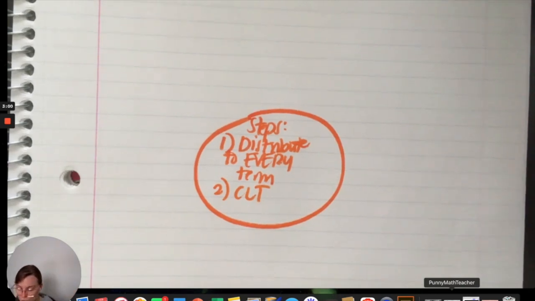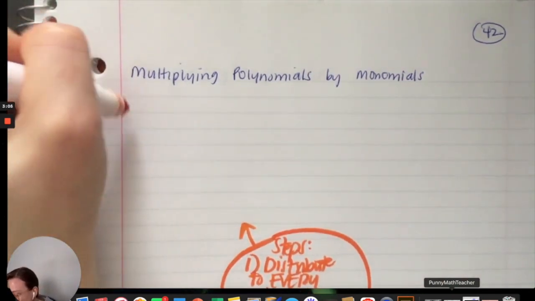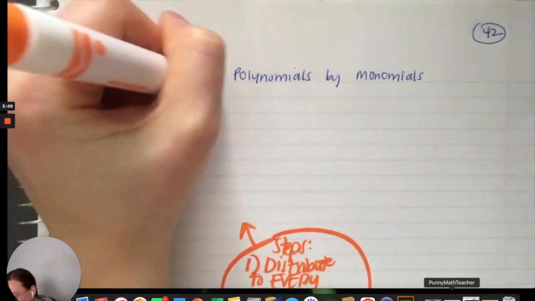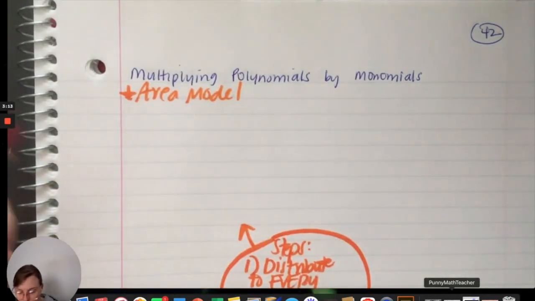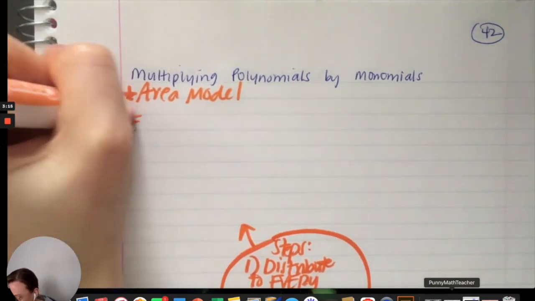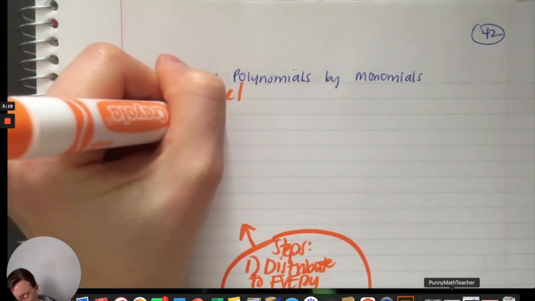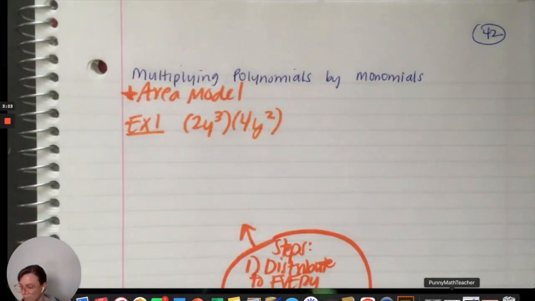So we're now going to come up here in this quadrant 2 location, and we're going to use the area model method. Everything on this left half of our page will be following the area model. It could also be called the bar model, but area I think is the most common way of calling it, defining it. So: 2y cubed multiplied by 4y squared.